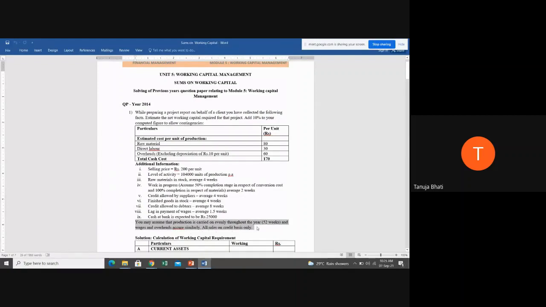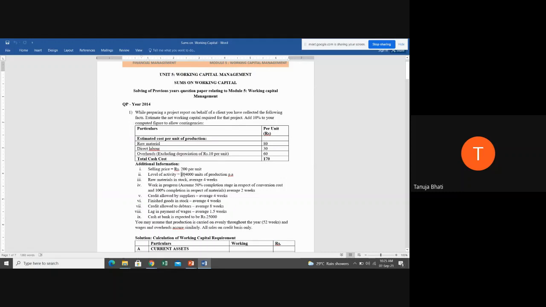So they're telling us to calculate working capital. What we have to do is take the current assets from the problem minus the current liabilities. You will get the working capital required. First we go into raw materials, because for a manufacturing unit, stock is a current asset. Under stock, we have raw material, work in progress, finished goods. Now the cost is rupees 80 per unit. So what will be the total cost of stock, students?